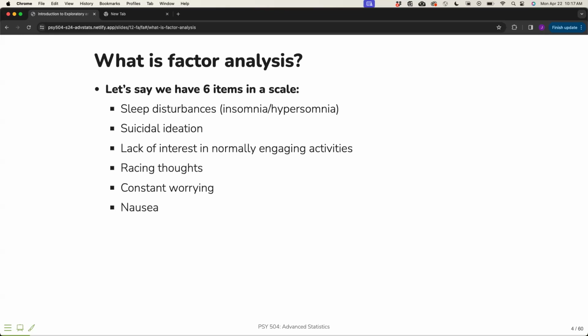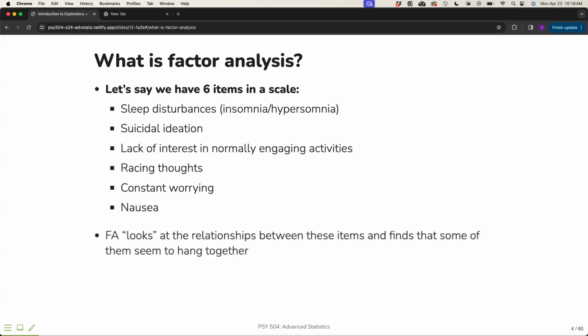Looking at these items here, are there any items that stick out to you that might group together or might be correlated with each other? Just looking at these 6 items. Maybe like racing thoughts and constant worrying. Yeah, I think that those would be related to each other. Anything else you think group together? Suicidal ideation and dementia. Yeah, so I think that those would group together, right?